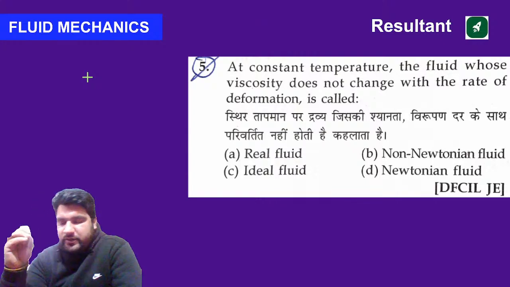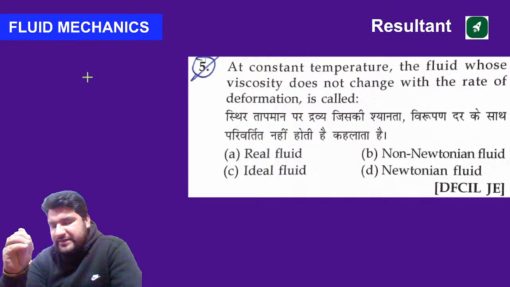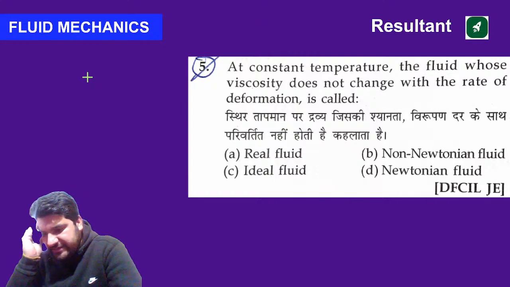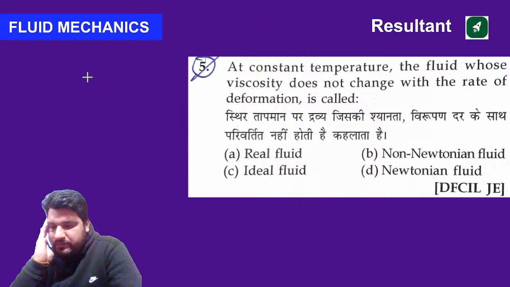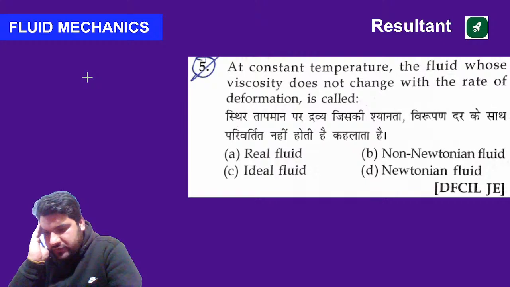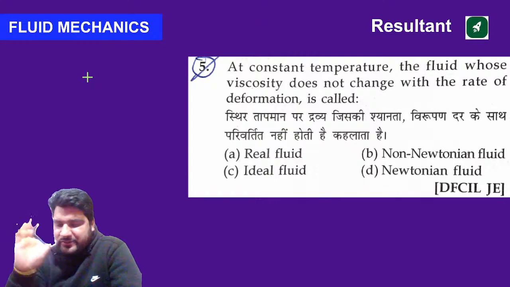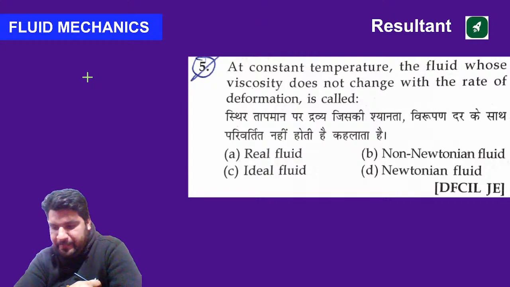Okay. So at constant temperature, the fluid whose viscosity does not change with the rate of deformation, in that case the fluid will be called as, Adnan is saying, Newtonian fluid. Okay, I'll explain your last question also, don't worry. So what should be the answer? Adnan is saying D is the answer.